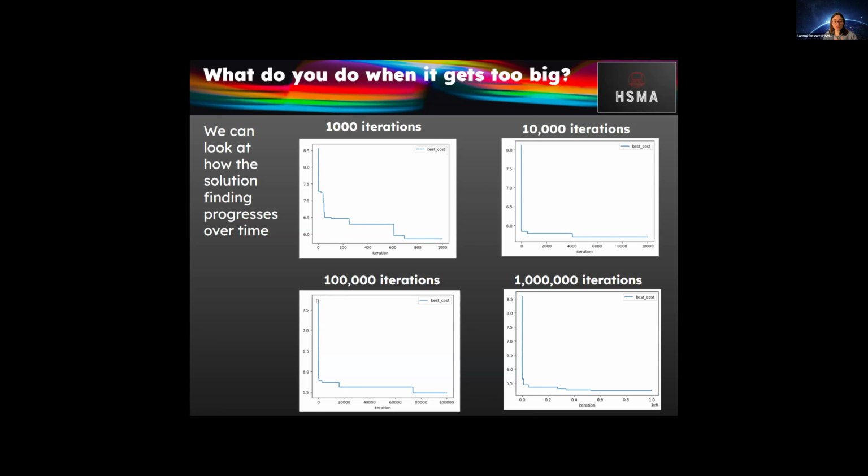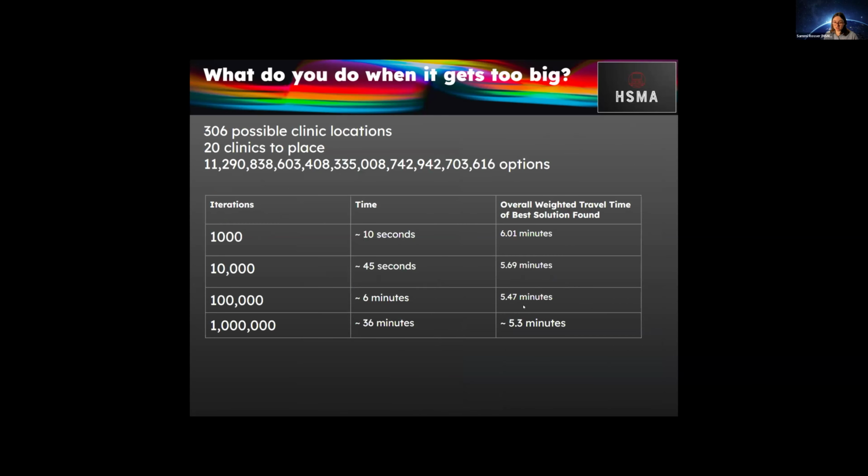Scale this up to 10,000 iterations, 100,000 iterations, 1 million iterations. To be honest, after 1 million iterations, the best weighted travel time solution I'd found was 5.3 minutes. Compare that to 1,000 iterations, 6 minutes. You might not be finding absolutely astronomical leaps in terms of the best possible combination, but it will most likely be better the more iterations you run it for. And you may get really lucky. You may find the optimal solution on run one. Extremely unlikely, a 1 in 11 nonillion chance, but you know it's there. It is possible.